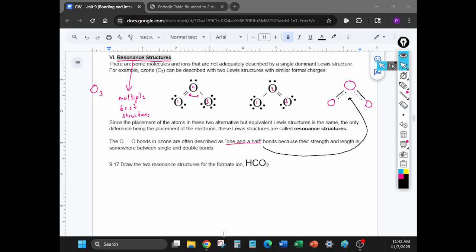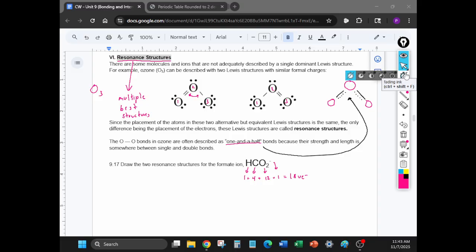We're going to draw formate. Formate is HCO2 minus. So we're going to do this one together. Hydrogen has 1 valence. Carbon has 4 valence. Oxygen has 6 each, that's 12. And then the minus sign gives us 1 more. So we're going to add those up. We're going to have a total of 18 valence electrons in formate.